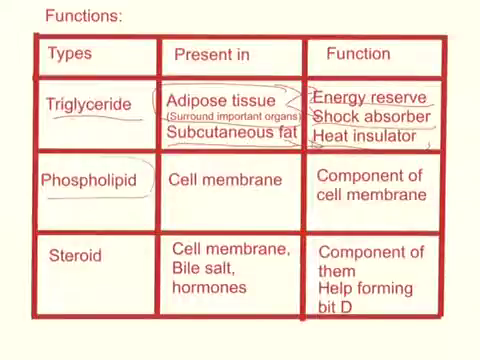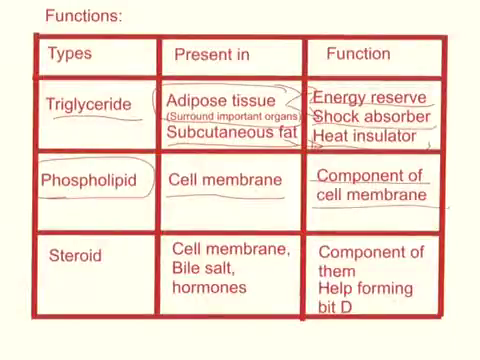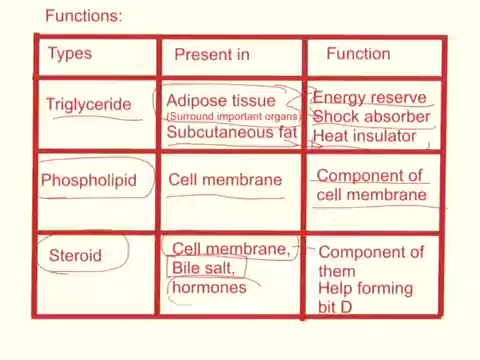Phospholipids have only one function because they are present in the cell membrane, and they are the main component of the cell membrane. Steroids possess many functions. They can be present in the cell membrane as a component, and in the bile salts, which are used for digestion of lipids, and they also form hormones. Some of the hormones, especially the sex hormones, are made up of steroid. On the other hand, they also help in the formation of vitamin D.